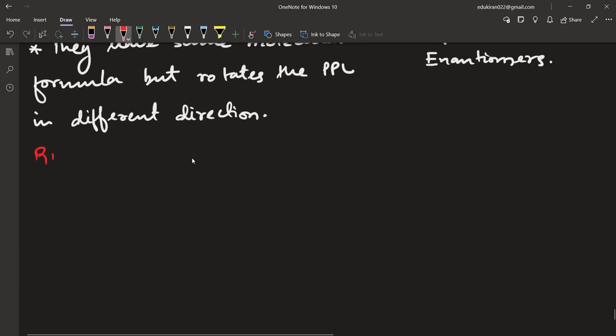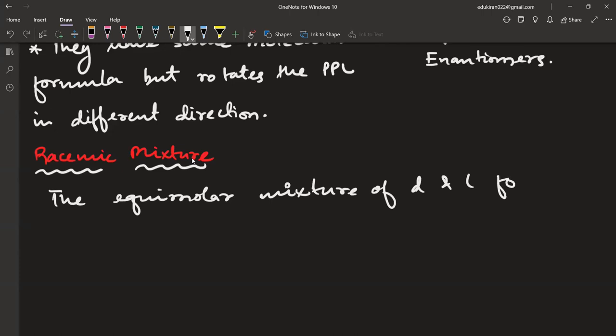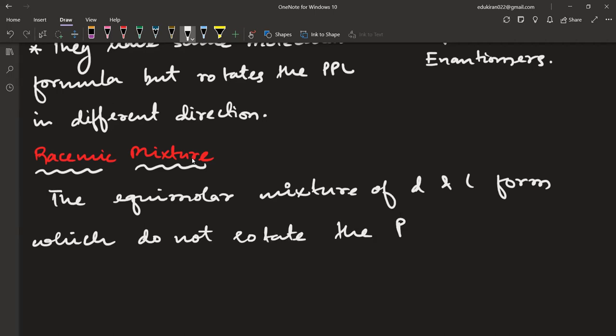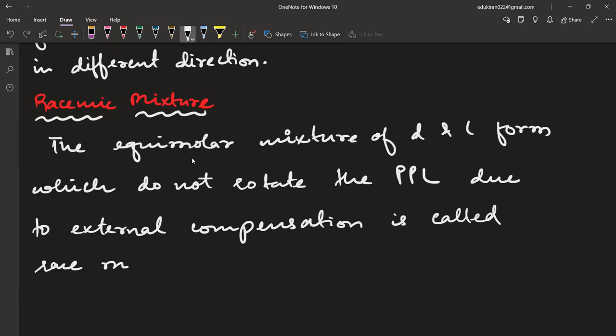देखिए आप लोग रेसमिक मिक्सचर. What is racemic mixture? The equimolar mixture of D and L form which do not rotate the plane polarized light due to external compensation is called racemic mixture.